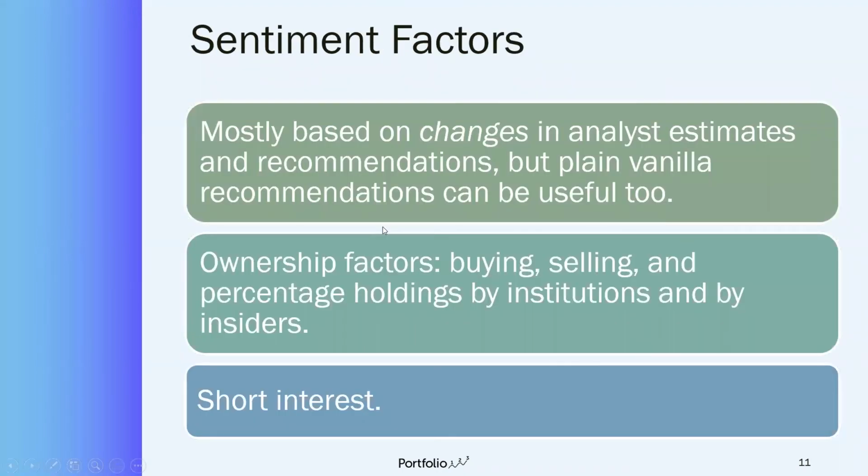Sentiment factors. These are mostly based on changes in analyst estimations and recommendations, but you can also look at the plain vanilla recommendations as well. I have a chat comment. Seems that quality factors are not particularly powerful on their own, but are excellent at amplifying other factors.